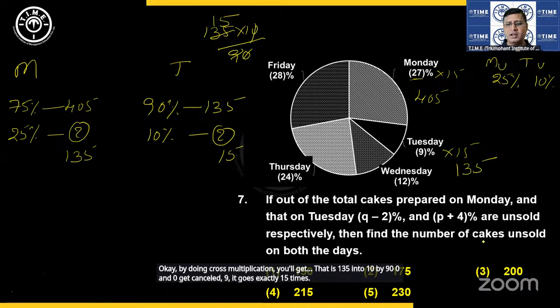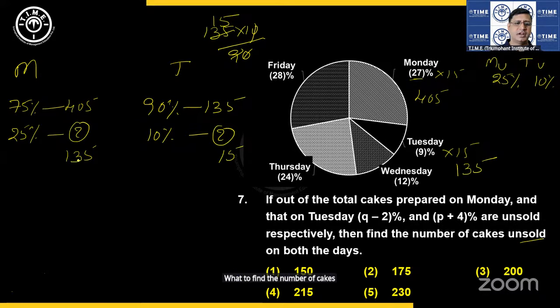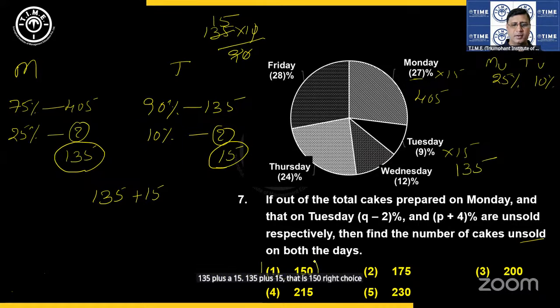We want to find the number of cakes unsold on both the days. Unsold on both the days means just add these two numbers. 135 plus 15, that is 150. Right choice, option 1. Choice 1 is the right answer. Okay.